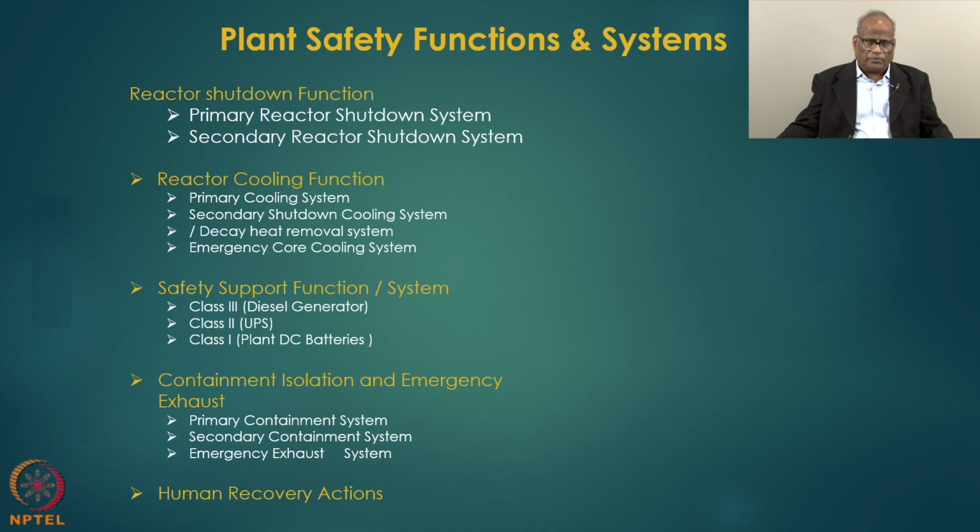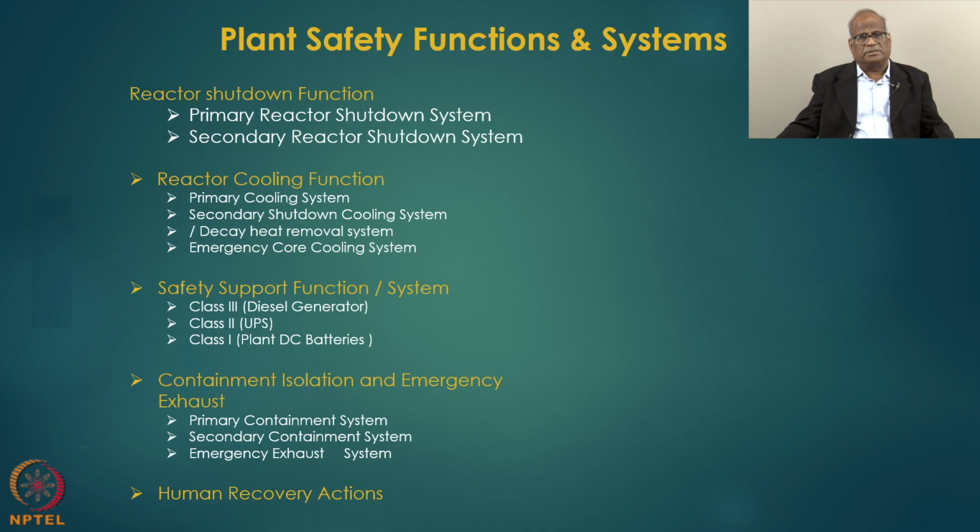Containment and isolation in emergency system. So primary containment, which keeps the plant isolated from the rest of the atmosphere, and then secondary containment, and then emergency exhaust system. Even if something happens, the hazard should go out from the plant. But we are talking about a once in a blue moon type of scenario, when an accident actually happens.